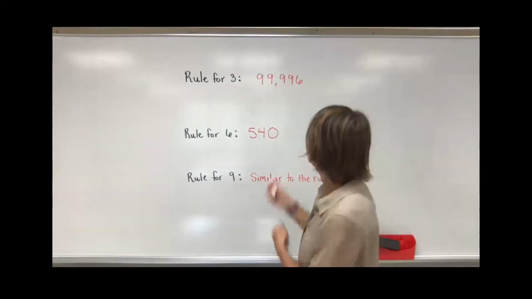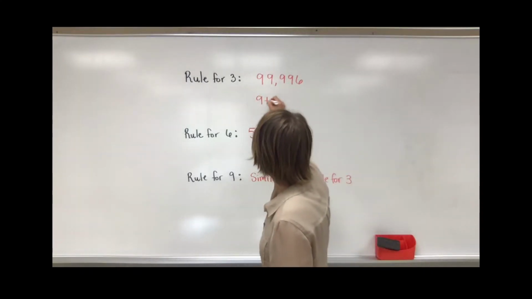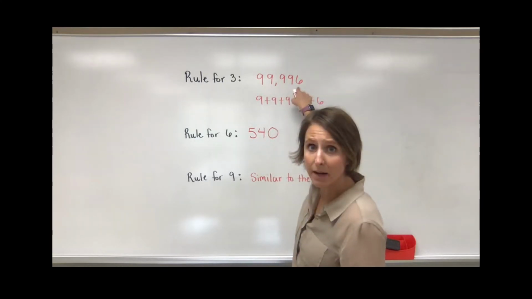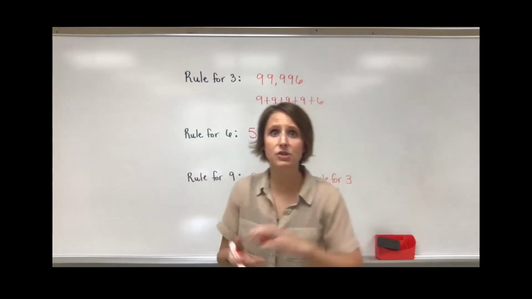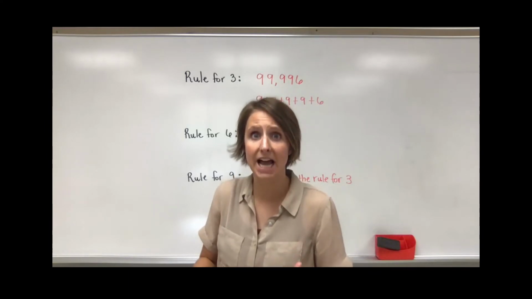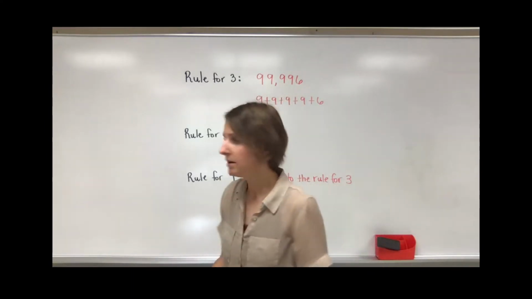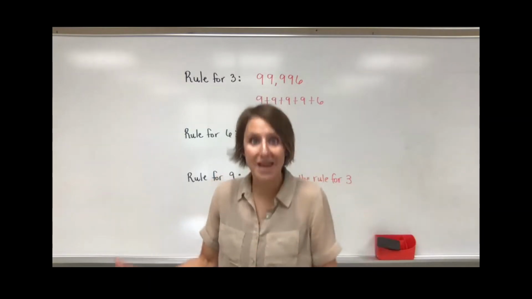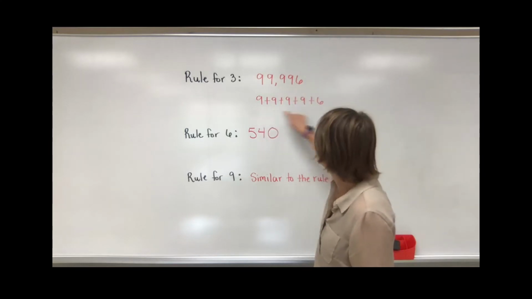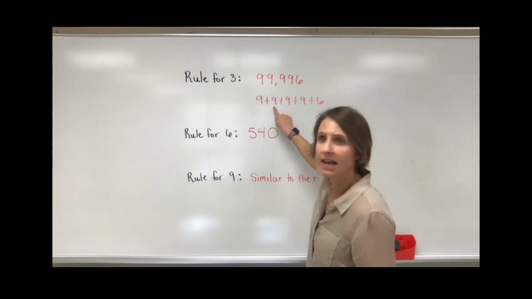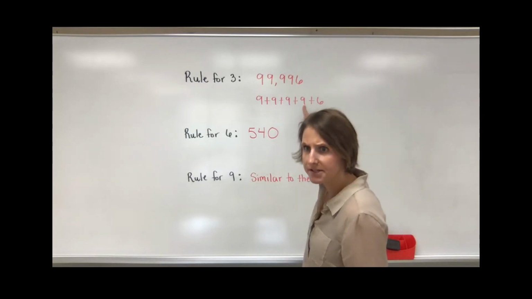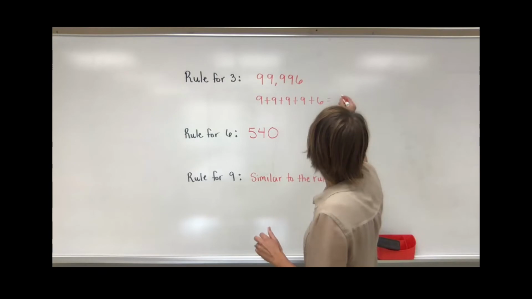99,996. If I add up these digits, I'm going to get 9 plus 9 plus 9 plus 9 plus 6. Digits make up numbers, right? The only digits we have in our number system are 0, 1, 2, 3, 4, 5, 6, 7, 8, 9. Ms. Kluwer, why didn't you say 10? Because 1 and 0, those 2 digits make the number 10. So digits means you take each piece of the number and you add it together. 9 plus 9 is 18, plus 9 is 27, plus 9 is 36, plus 6 is 42.